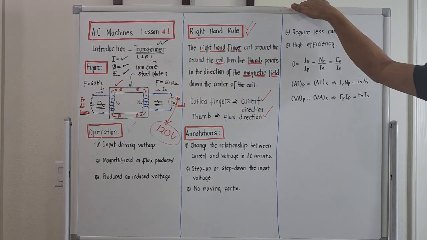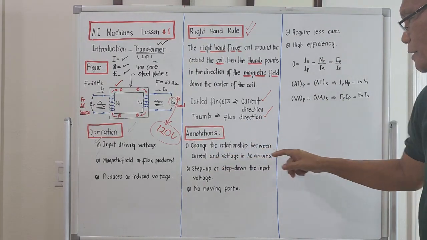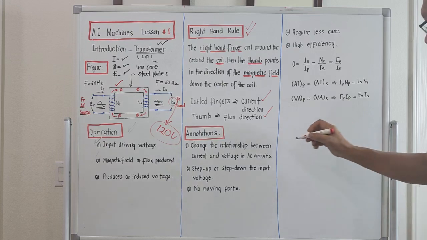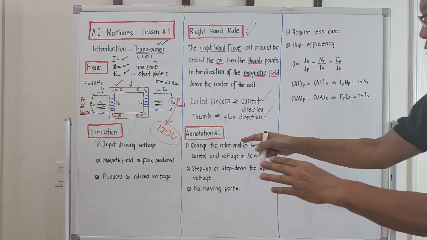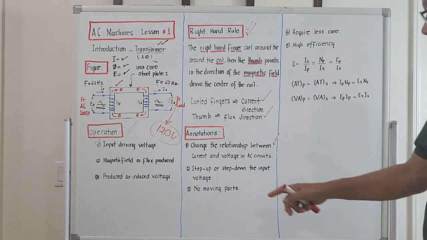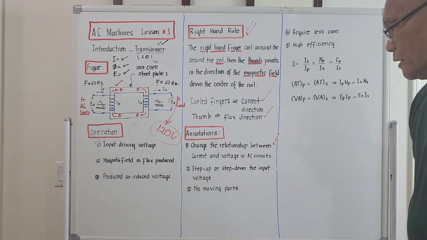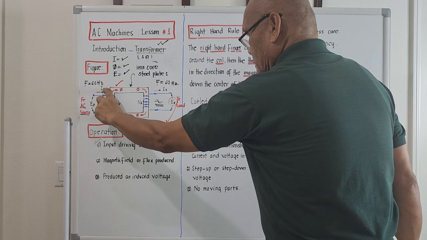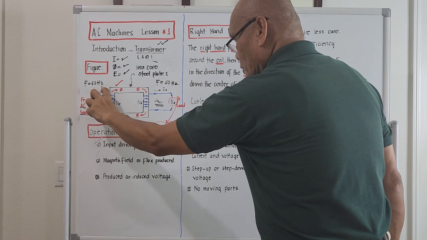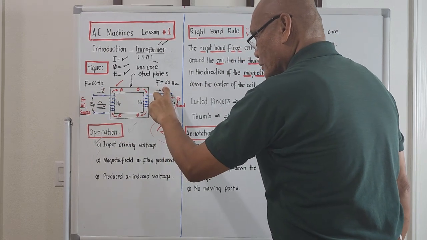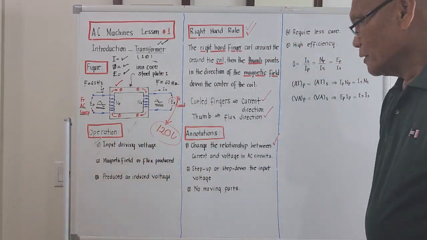Annotations. A transformer changes the relationship between current and voltage in AC circuits. I will try to explain this one later on. This could be explained by using equations. Number two, a transformer could either step up or step down the input voltage. Meaning to say, if the transformer is step up and the input voltage is 120, I could make this 240, 480, depending on what type of transformation I would like. That's the meaning of that one.